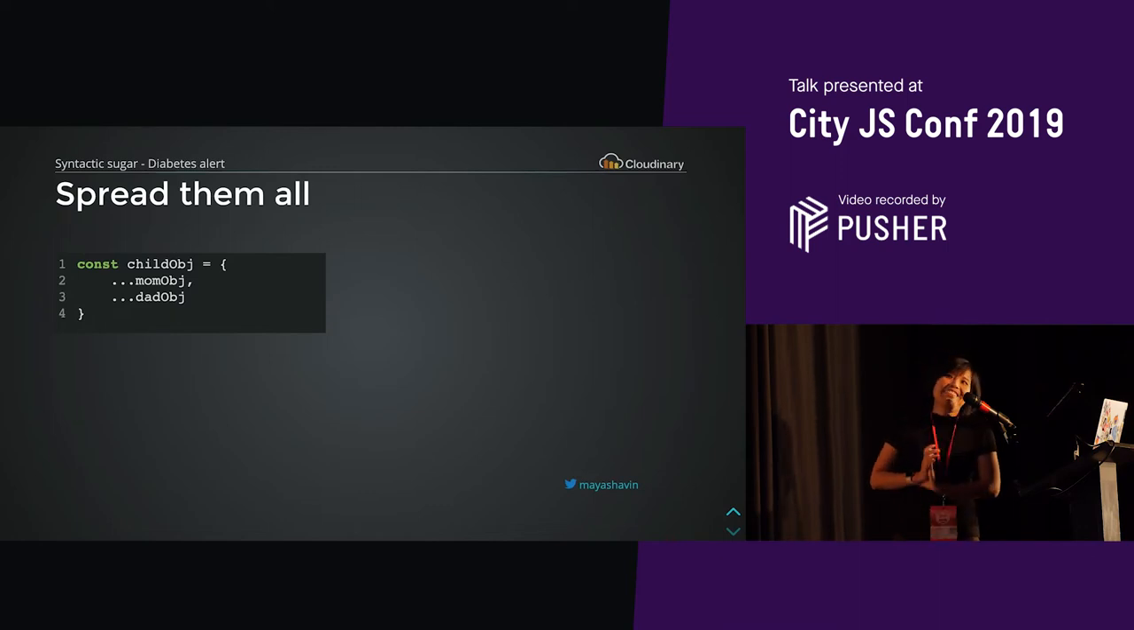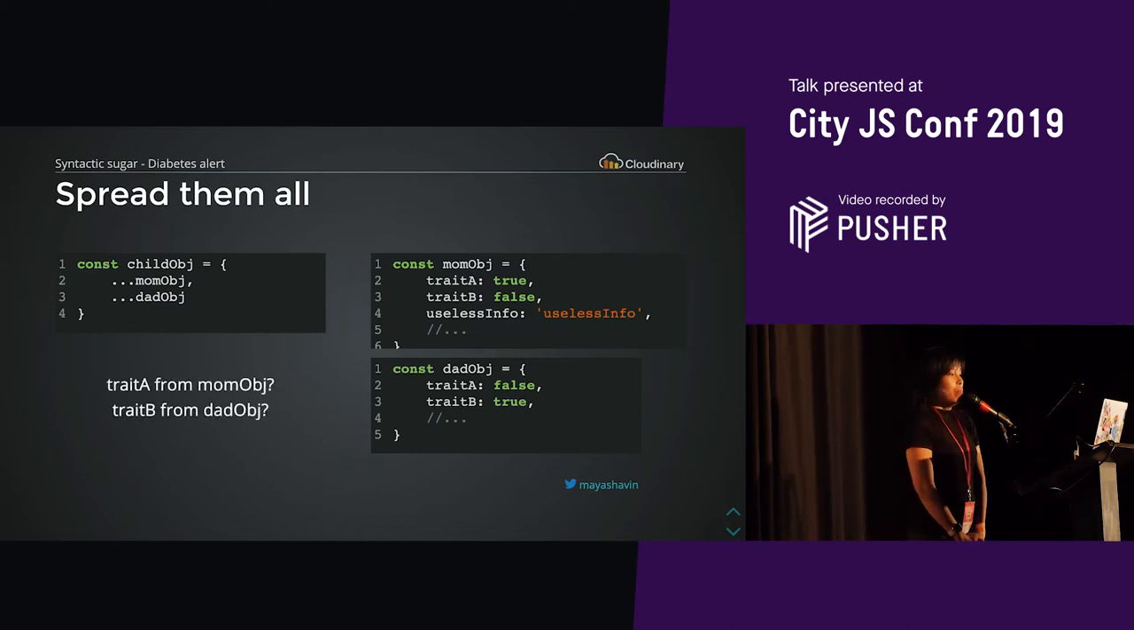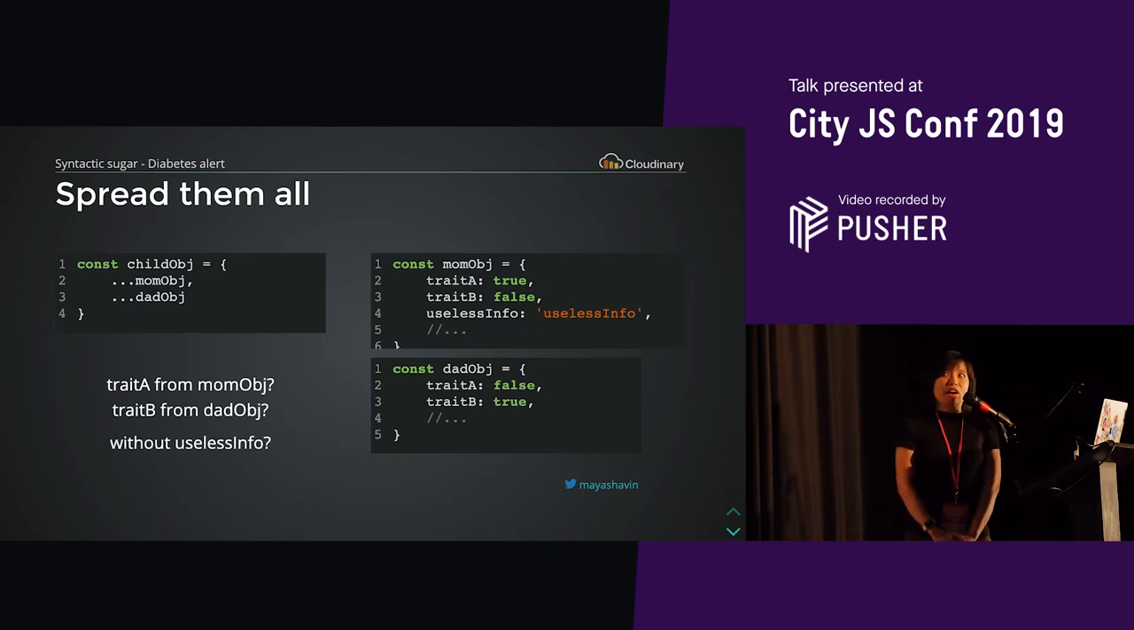And this one, spread, like I said before. So in this example, we have a child object which we spread on the property of mom and on the property of dad. The mom is like this, and the dad's like this. So they have something similar, like trait A and trait B. But what if I only want to get trait A from the object of mom and trait B from dad? Which way should I write? Or if I want to get it without the useless info, what should I do? Will the spread operator help me?